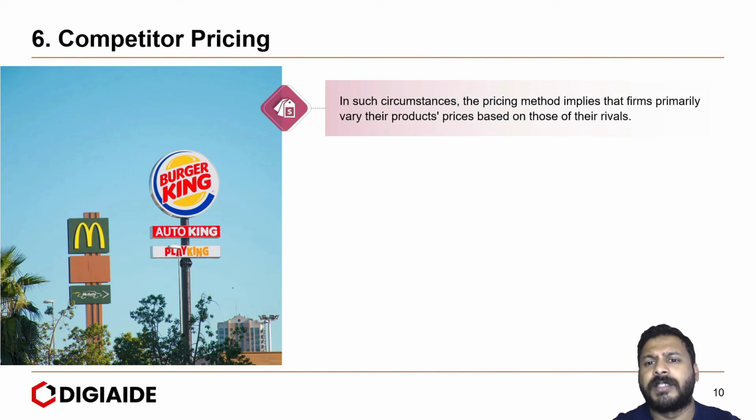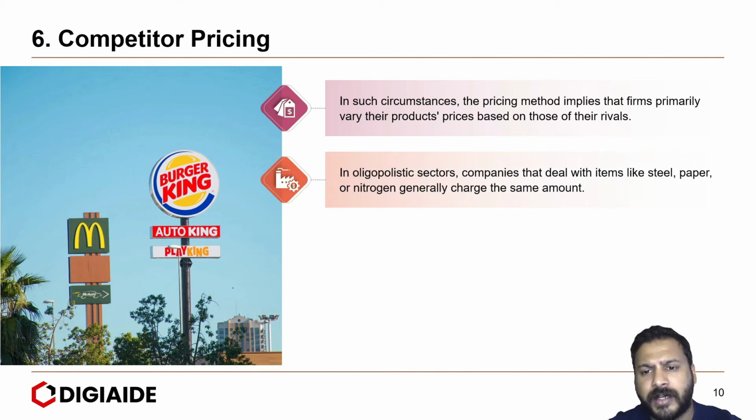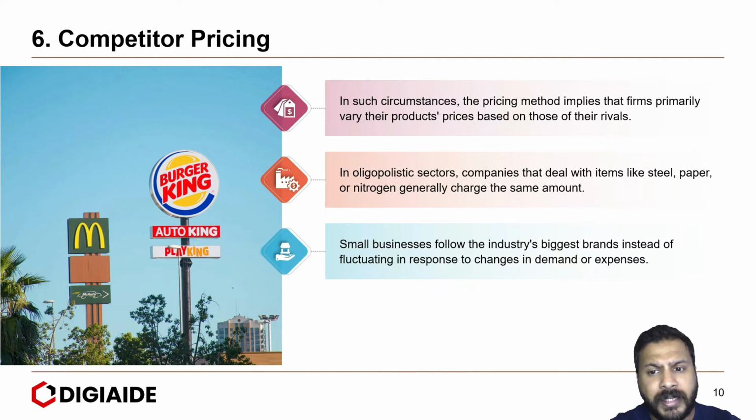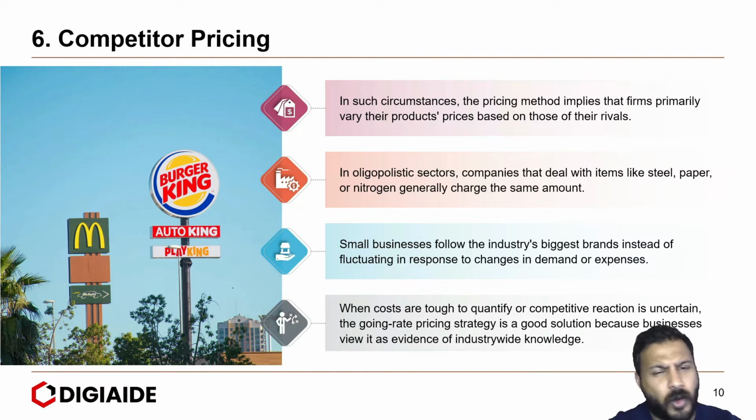In such circumstances, the pricing method implies that firms primarily vary their products' prices based on those of their rivals, for instance, Burger King and McDonald's. In oligopolistic sectors, companies that deal with items like steel, paper, or nitrogen generally charge the same amount. Small businesses follow the industry's biggest brands instead of fluctuating in response to changes in demand or expenses. When costs are tough to quantify and competitive reaction is uncertain, the going rate pricing strategy is a good solution because businesses view it as evidence of industry-wide knowledge.